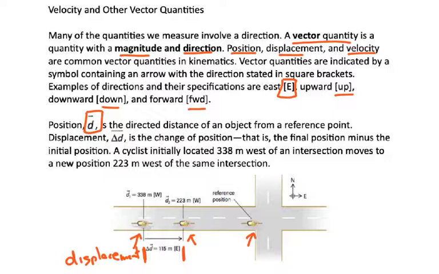If we talk about either of these here, those are his position. He is 223 meters to the west of the intersection, or he is 338 meters to the west of the intersection. As we go through the course, we will talk more about the differences between vectors and scalars. What is important right now is that you understand that a vector has a direction attached to it.